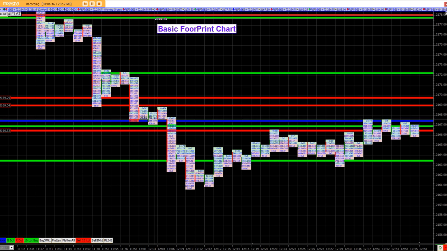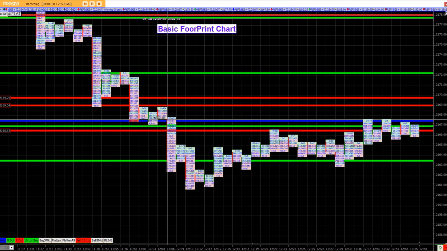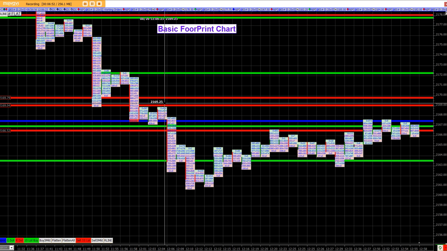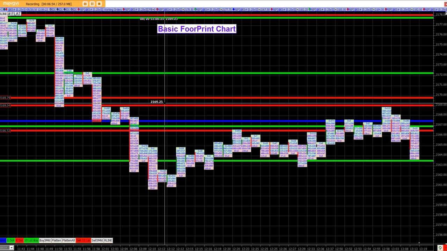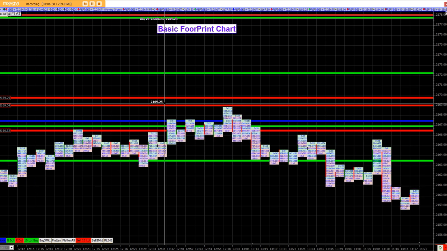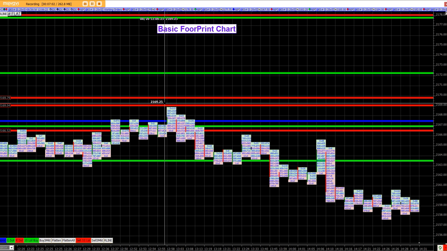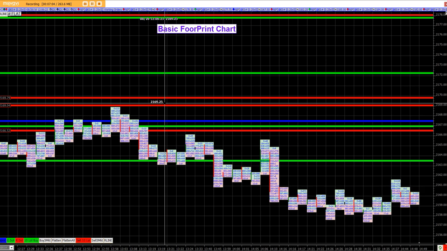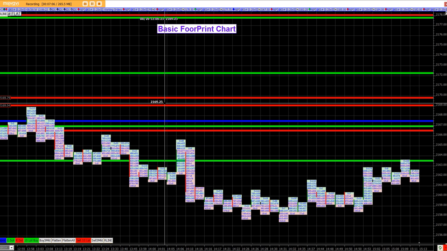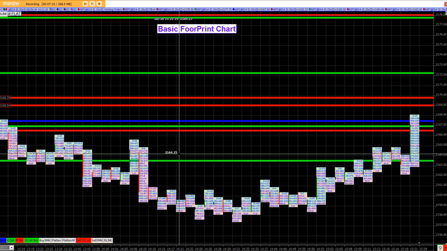We break down through it. Now we're chopping around a little bit, come back up to it. We can't break it. We can't break these levels either. So we know that it still continues to be weak. We start to chop around, and as you can see, those lines ultimately become an integral part of the day as the day progresses. We've got some buying in here.